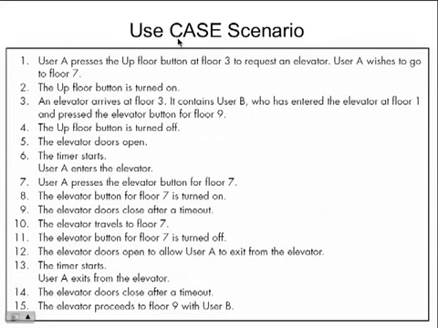So then people ask, what in the world is a use case? It's nothing more than a line item or a scenario. I hate to use the word scenario because that's what this is saying. Functionality used by example. As an example for the scenario, number one, I'm just going to read number one. User A presses the up floor button at floor 3 to request an elevator. User A wishes to go to floor 7. Okay. And then when they get in the elevator, the up floor button is turned off. And then it basically goes through a series of steps.